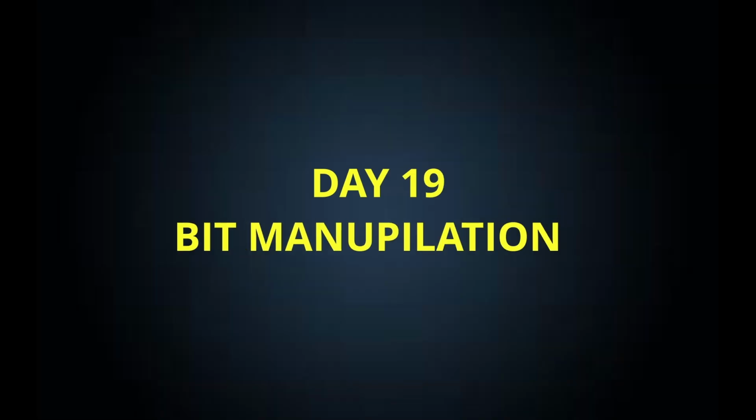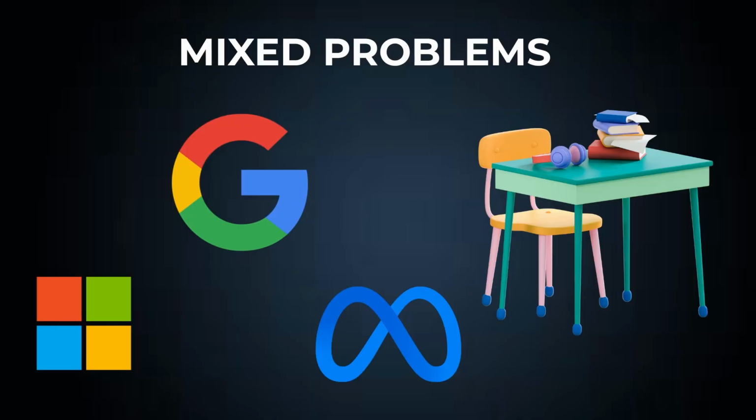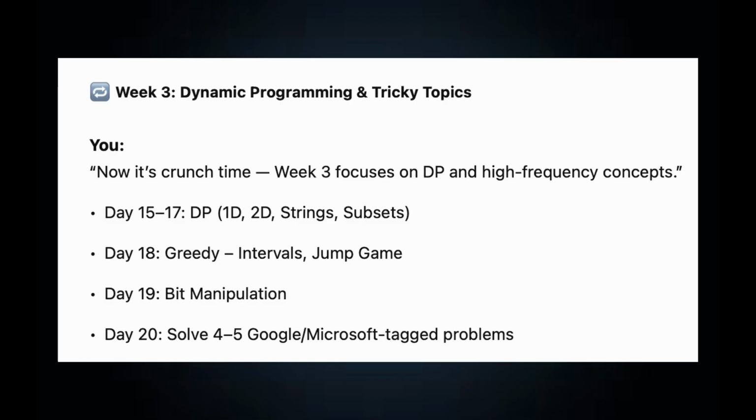Day 18 will be completely on greedy. Day 19 will be on bit manipulation, and on the final day, day 20, solve 4 to 5 questions which are tagged with company names like Google, Microsoft, Amazon and Meta. So this was week 3. Let's summarize what we need to do in week 3.